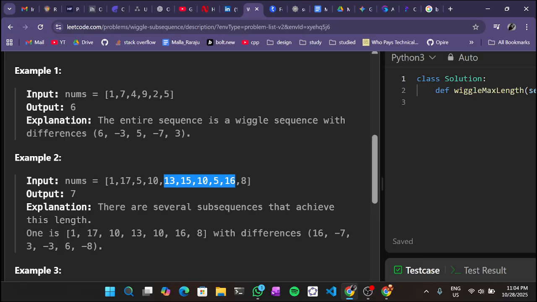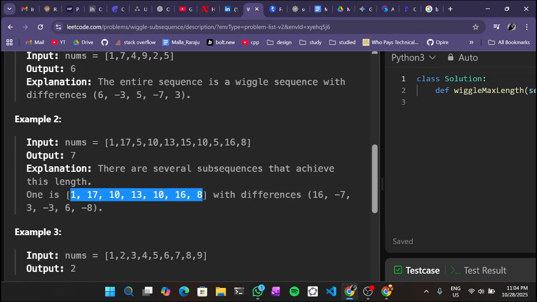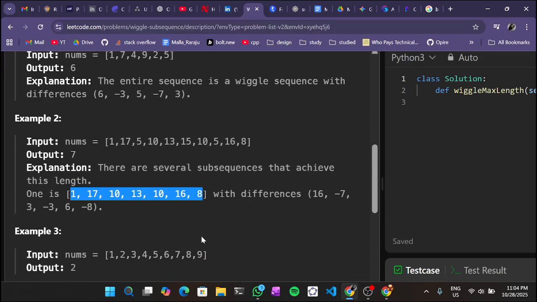16 minus 5 and 16 minus 10 is positive. Both are positive. And 8 minus 16 is negative. Since 16 minus 7, this is a subsequence. And we have to find a longest subsequence.